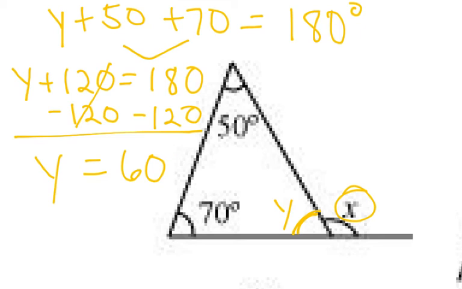So now we've solved for y. Now we have to solve for x. Well, we know that this is on a straight line. We know that a straight line adds up to 180 degrees, same as the measurements inside of a triangle add up to 180 degrees. A straight line also adds up to 180 degrees. And there's a reason for that, actually. It's because if you take all these angles, they would make a straight line.